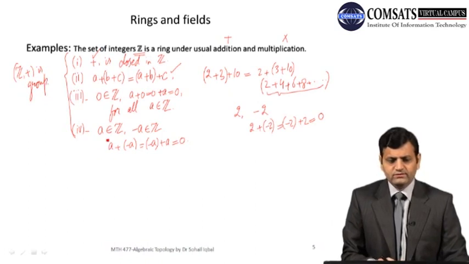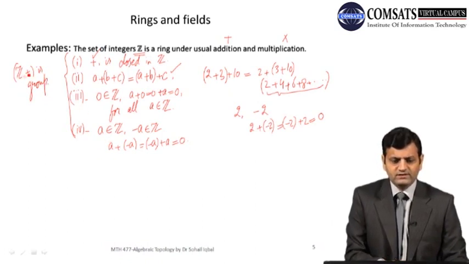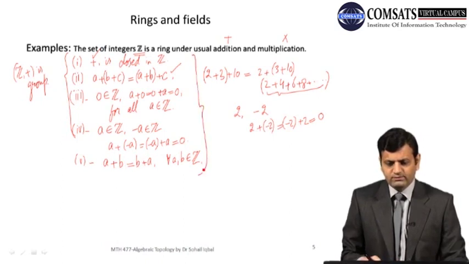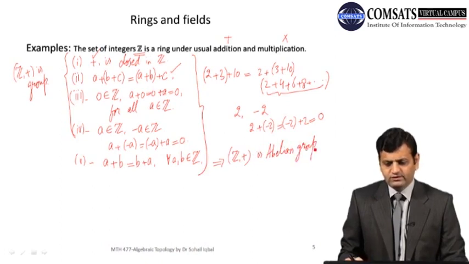Now if you remember the conditions of the ring, we want Z under addition to be an abelian group. So in the fifth part, we check whether the operation of addition is commutative or not. In other words, is a plus b equal to b plus a for all a, b belongs to the set of integers? We know that I can add two integers in any order and there'll be no change in the answer. So all these conditions imply that Z under addition is an abelian group. So the first condition of the definition of a ring is satisfied. Let's go to the next condition.